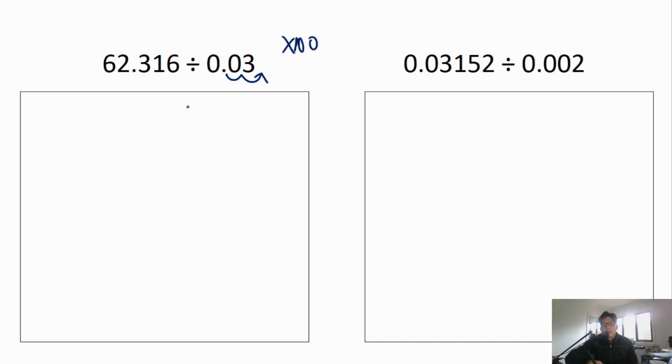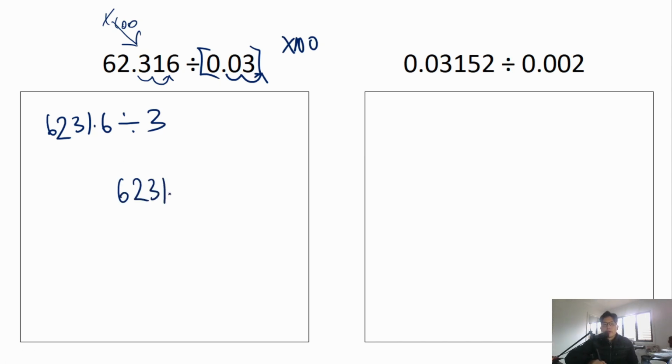So let's do that. If we multiply that by 100, we also need to multiply this side by 100 as well. So we need to multiply both sides by 100. So 62.316 times 100, that just means we move the decimal point down 2 places. So it goes here. That will give you 6,231.6 divided by 3. Alright, now that we've done that, let's work out the answer to this question. We have 6,231.6 divided by 3.